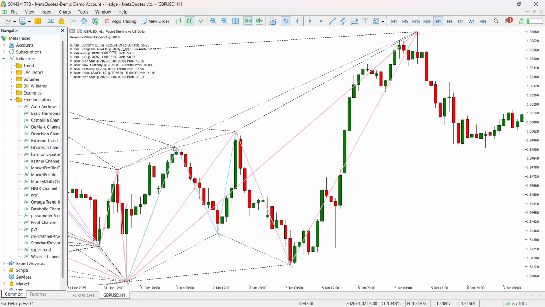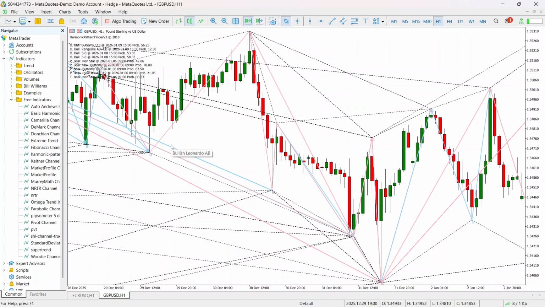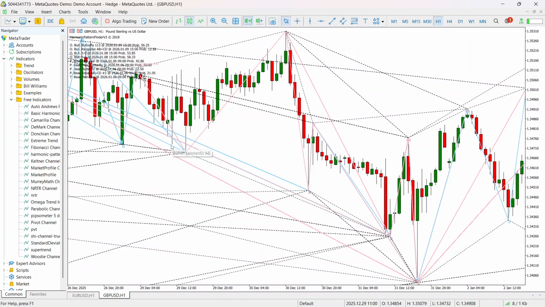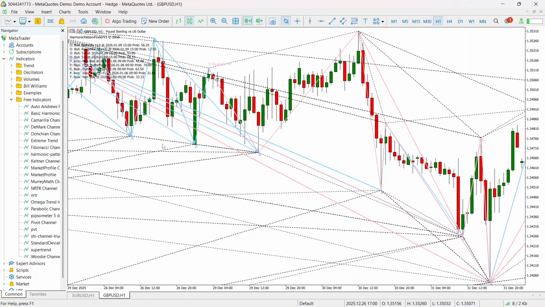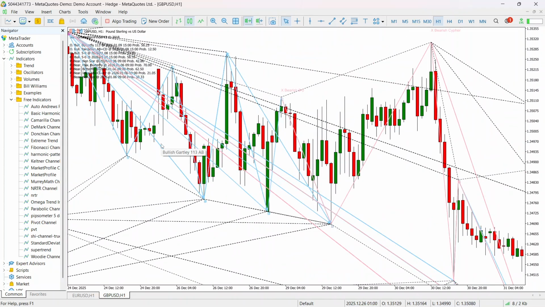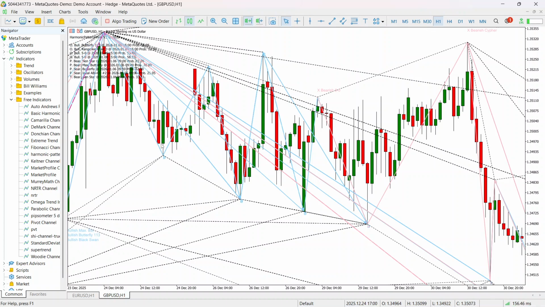Pattern identification is complex, requiring traders to understand harmonic theory for proper interpretation. The indicator works best when combined with additional confirmation tools like momentum oscillators, volume analysis, or higher time frame trend filters. You can download the ZUP Harmonic Indicator for MT4 and MT5 using the link in the description below.